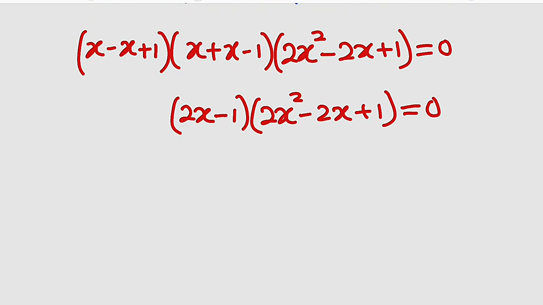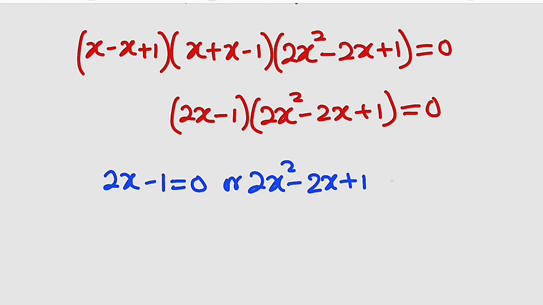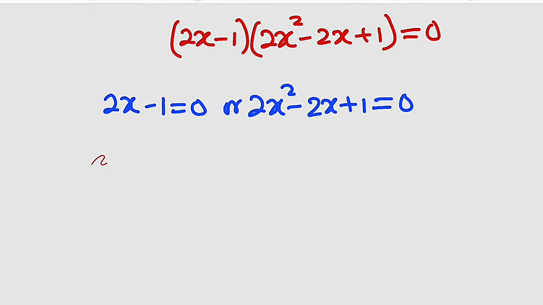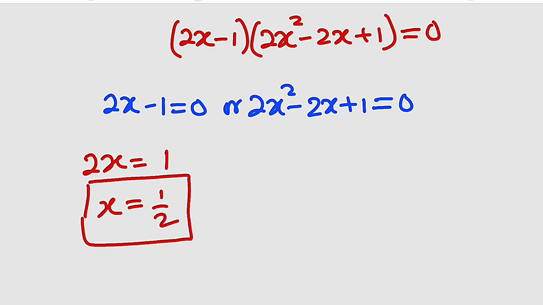Now that we have two factors, it implies that either 2x minus 1 equals 0 or 2x squared minus 2x plus 1 is equal to 0. Let us solve the two equations separately. Let me start with the first one here. If you take negative 1 to the other side, we have 2x equal to 1. Divide both sides by 2. x will be equal to 1 divided by 2. And we have already seen this solution previously.